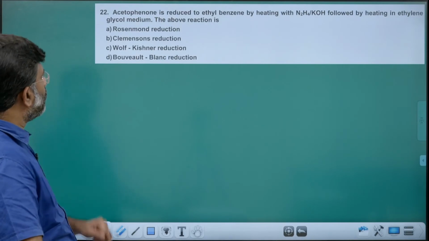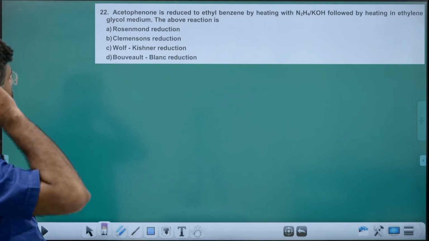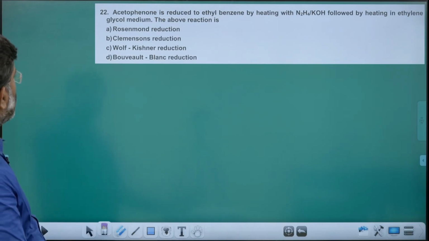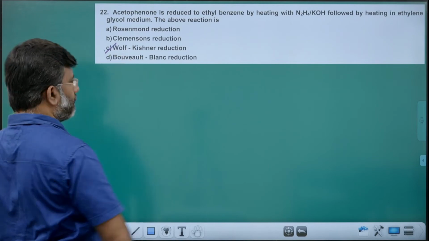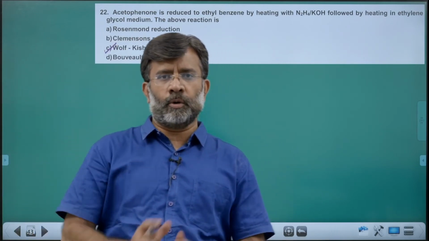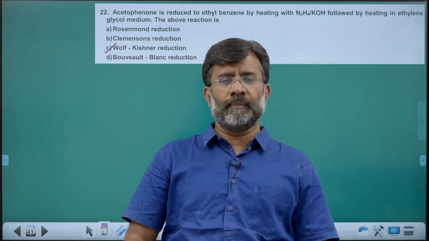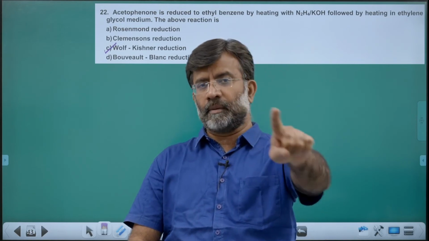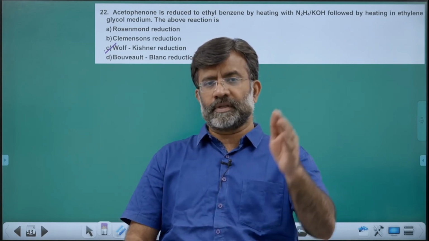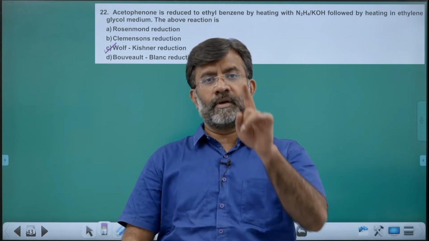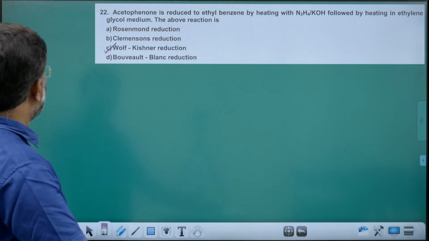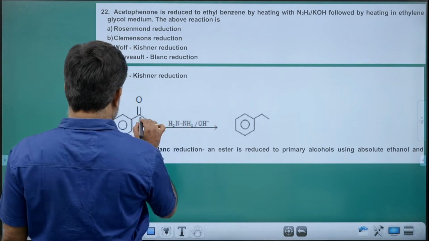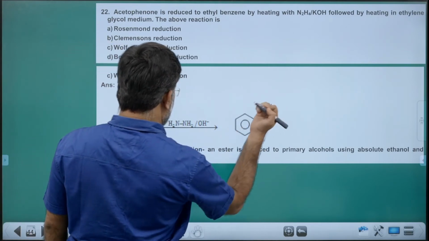Next one. Acetophenone is reduced to ethyl benzene by heating with hydrazine and KOH, and the reaction is called Wolff-Kishner reduction. Carbonyl compounds are reduced to the alkane group. The reactions are called Clemmensen reduction and Wolff-Kishner reduction. In Clemmensen reduction you are using zinc amalgam with HCl, while hydrazine with ethylene glycol and KOH is Wolff-Kishner reduction. In Wolff-Kishner reduction, the CO group will be converted to a CH2 group.